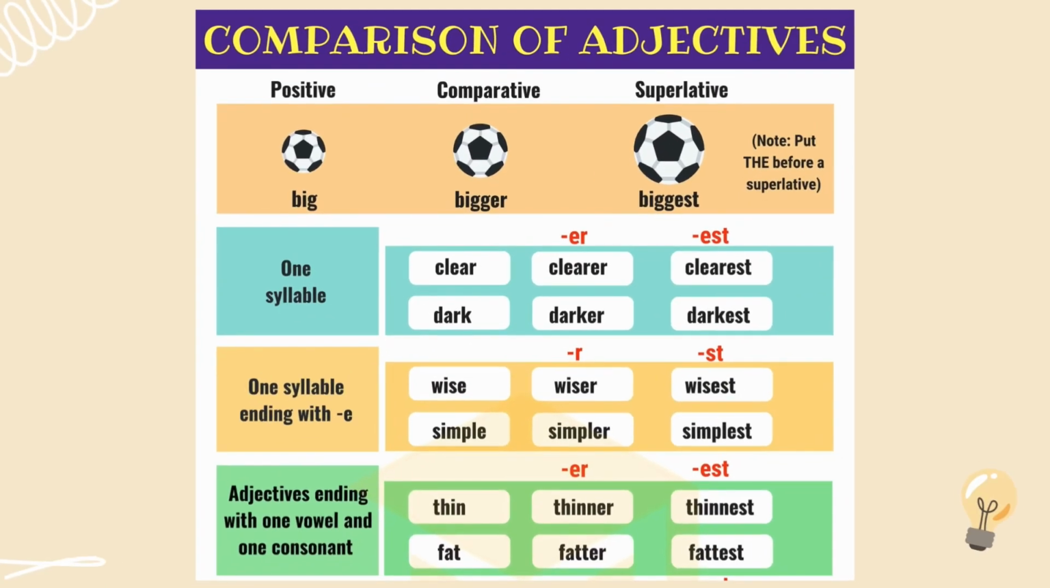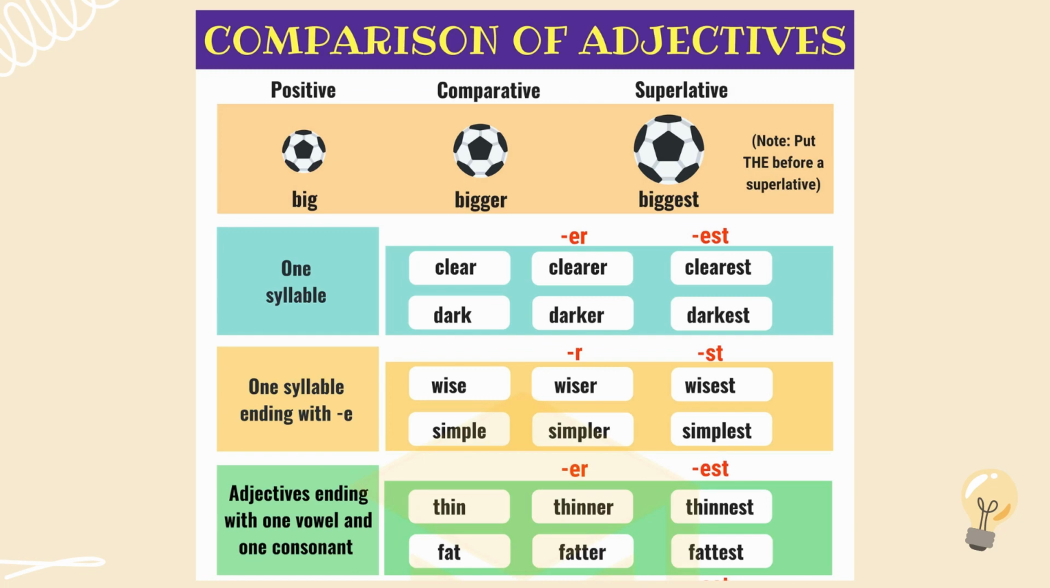Okay, students, now let's take a look at the notes for comparison of adjectives. Big, bigger, biggest. Remember, for a comparative adjective, after adding -er to the adjective, you need to add "than". For a superlative adjective, you need to put "the" before the superlative and add -est. Now let's take a look at the examples.